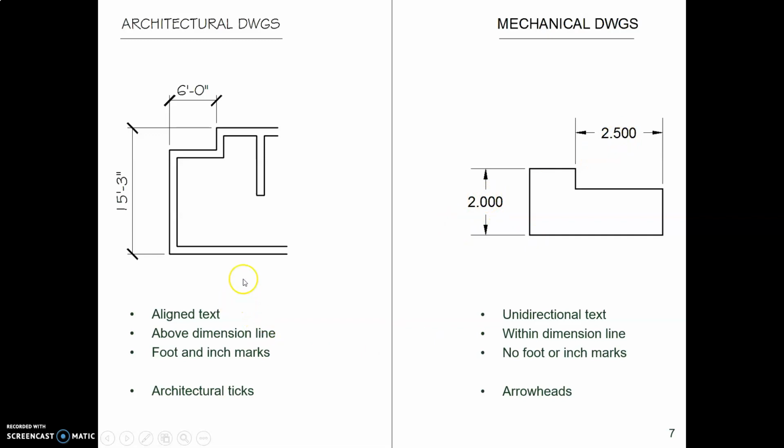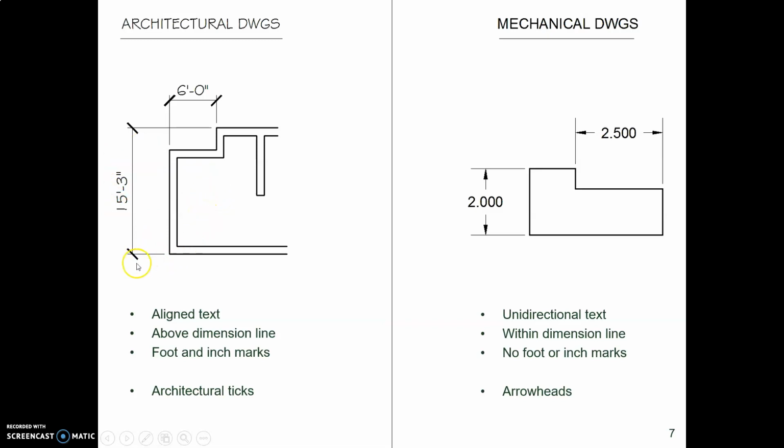In an architectural drawing, we use foot and inch marks. In a mechanical drawing, we use no marks, and the reason for that is that in a mechanical drawing title block, we say, unless otherwise specified, all dimensions are in inches or millimeters or whatever it is, so we don't repeat the marks on the numbers. We don't do that in architectural drawings. We do write the foot and inch marks, as you know.